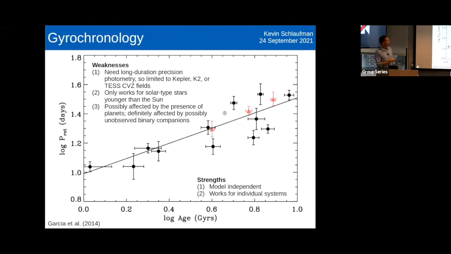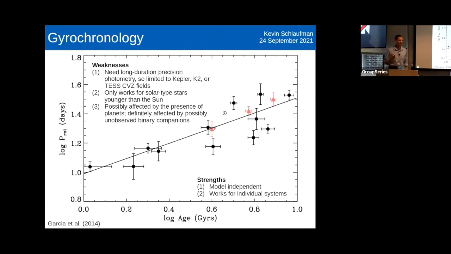So right now, it only works for solar-type stars younger than the sun. If you want to go to stars that are earlier type than the sun, it's not going to work so well. And if you want to go to stars that are older than the sun, you face the duration limit, which we have from our photometric surveys, and also the amplitude of the signal gets weaker. And then again, this signal is possibly affected by the presence of planets.